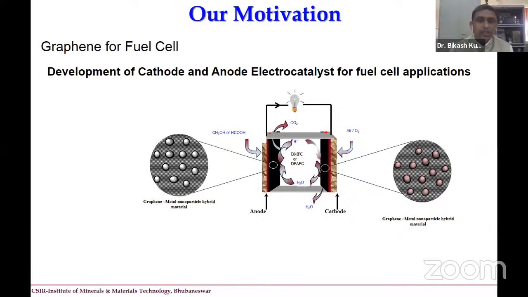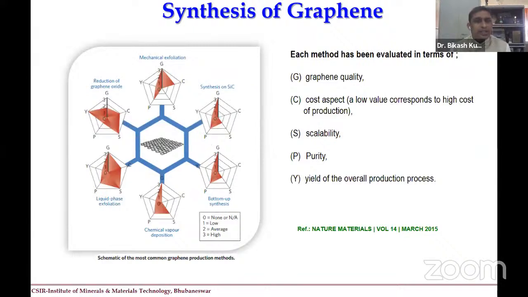We tried to load metal nanostructures of different size, different shape, and different properties, so that we can increase the efficiency towards fuel cell application. We first focused on the direct methanol fuel cell, where we studied the activity towards oxidation of methanol, MOR, and oxygen reduction reactions, ORR. So that is the story of how we were motivated to develop the graphene.